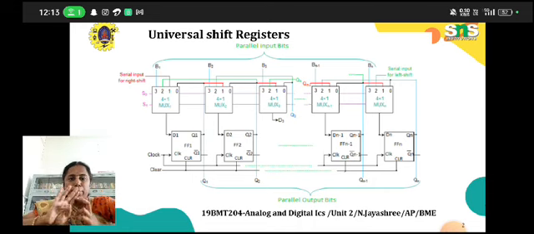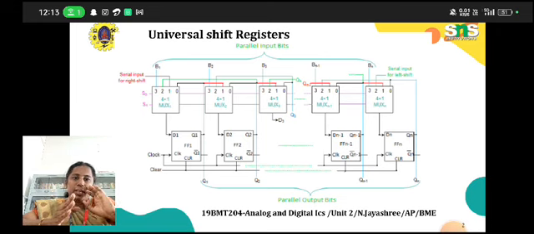We can perform four operations in this universal shift register: serial in, serial out; serial in, parallel out; parallel in, serial out; and parallel in, parallel out. We can perform these four operations under this universal shift register. From the left side we can see the serial input for right shift. The red column indicates SI, SO.